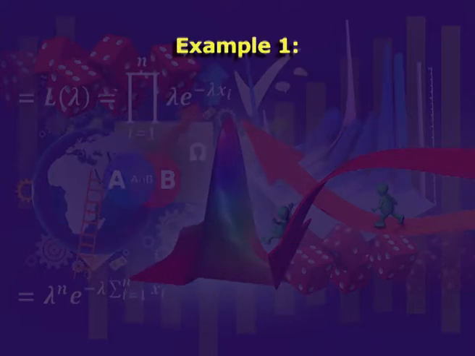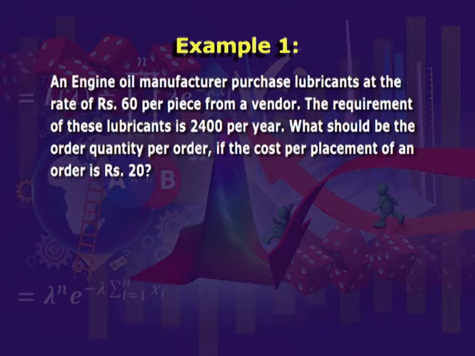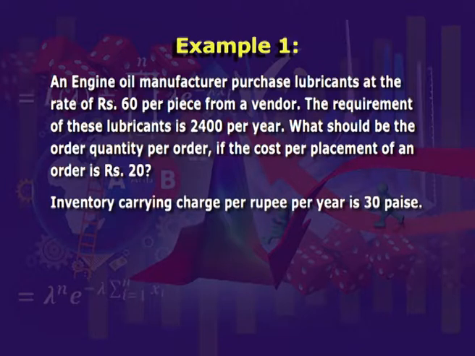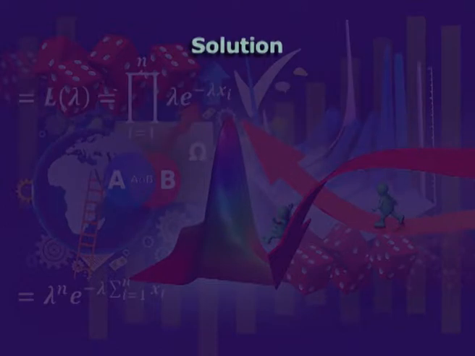Let us see an example to understand this model. Example 1. An engine oil manufacturer purchased lubricants at the rate of rupees 60 per piece from a vendor. The requirement of these lubricants is 2400 per year. What should be the order quantity per order if the cost per placement of an order is rupees 20? Inventory carrying charge per rupee per year is 30 paise. Let us see the solution.